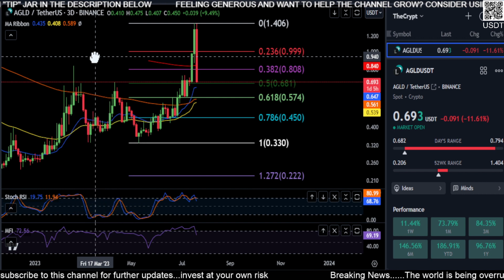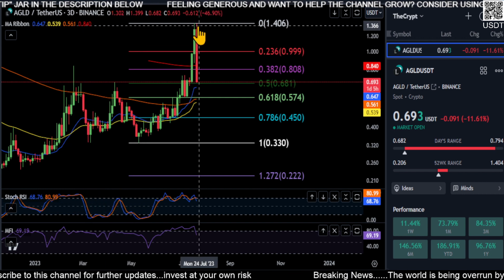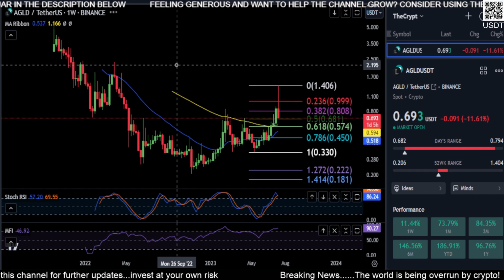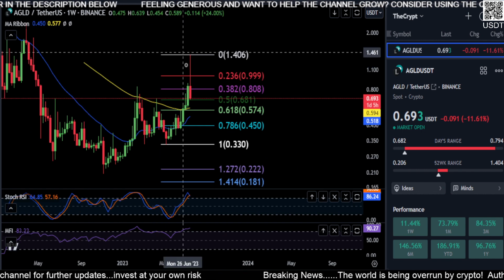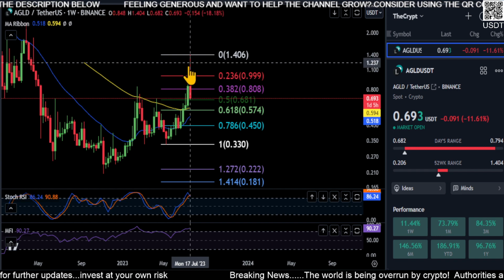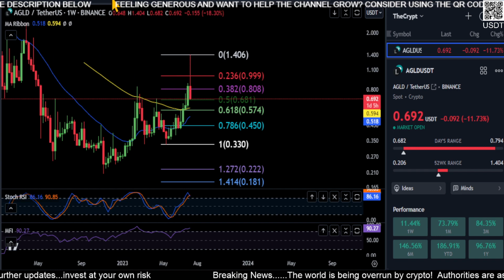From the last update, we were watching the macro resistance area that we're at. I believe it was on the weekly chart here. Yeah, and we did get that rejection off of the $1.40 area. You can see this large wick that has formed on this weekly candle here.